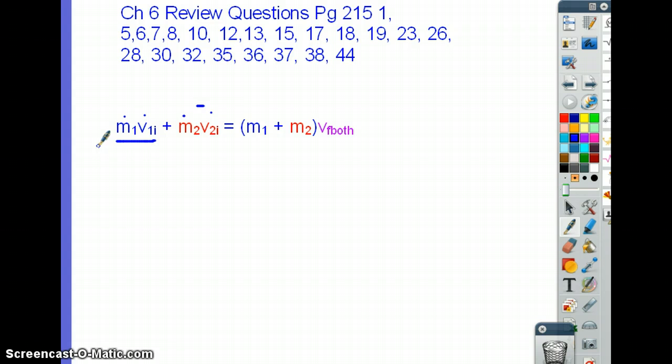Number 36. A moving object has a kinetic energy of 150 joules and a momentum of 30 kilogram meters per second. Find the mass and speed. This is one of those problems like you get in math class sometimes where you have two different equations with the same variables, and you've got to solve.